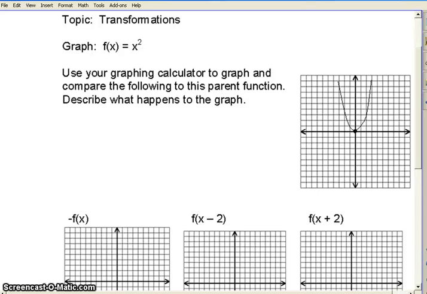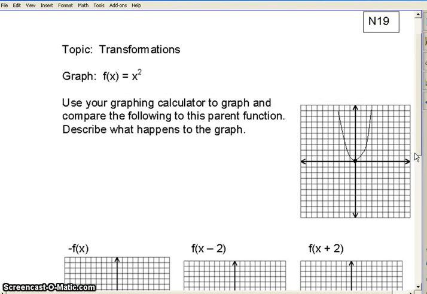All right, the topic is transformations. This is notes 19. Graph the function x squared. Use your graphing calculator to graph and compare the following to this parent function. Describe what happens to the graph.